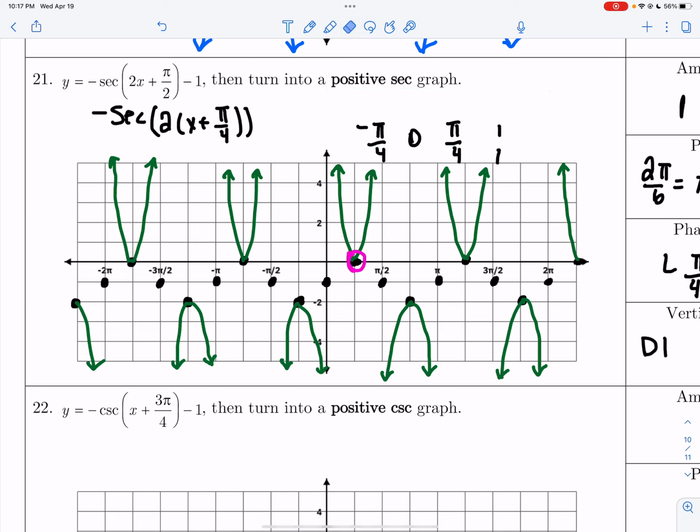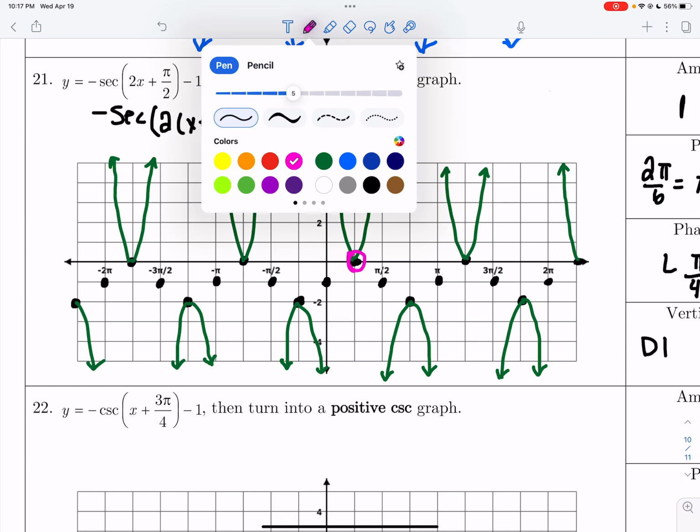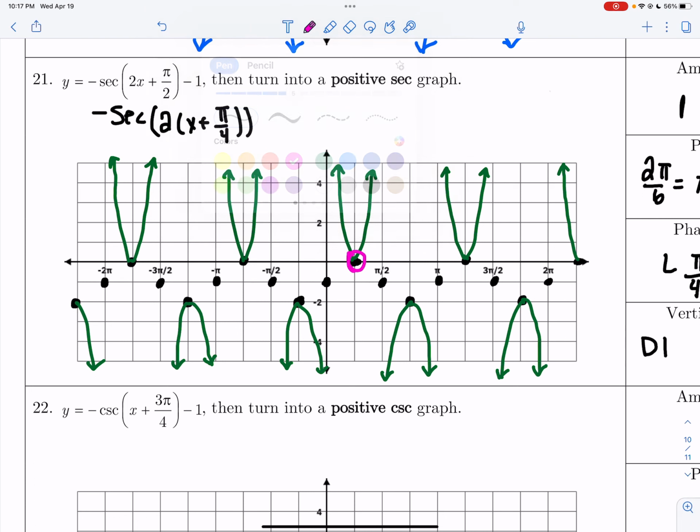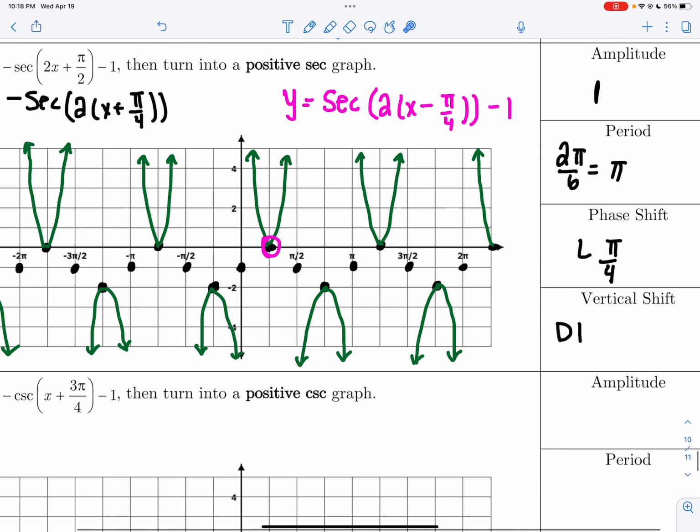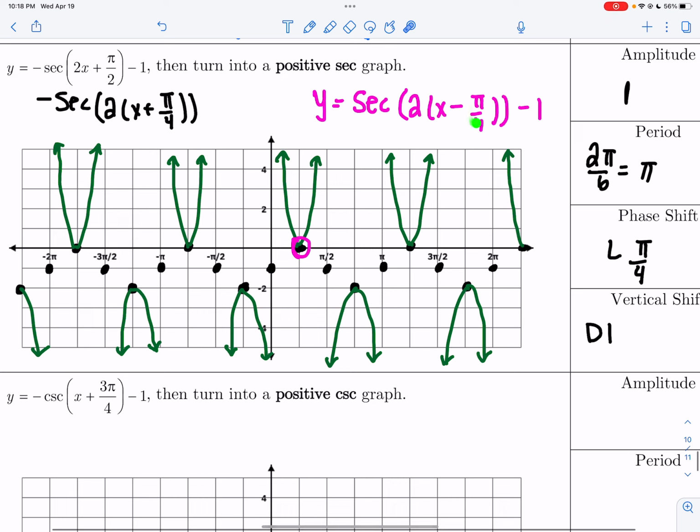Then I have y is equal to secant 2x minus pi over 4 minus 1. And notice how I still kept it in the factored form because, remember, I'm still keeping my period of pi based off of this 2. The only thing that I'm changing is that this is just right pi over 4.